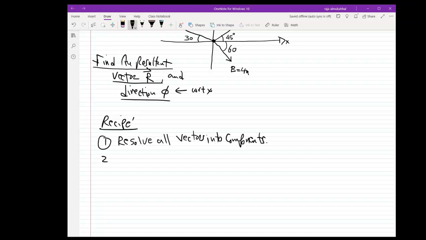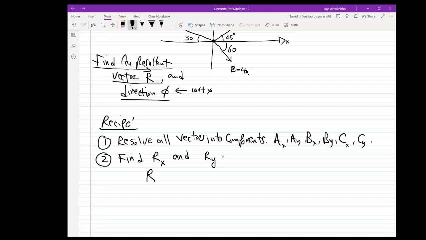Two. Find R sub X and R sub Y. Well, how do I find R sub X and R sub Y? Basically, let me go back to the first step. I'm sorry. So it says resolve all vectors into components. Basically, what that means is find A sub X, A sub Y, B sub X, B sub Y, C sub X, and C sub Y. These are the components, or the constituent vectors, of the three vectors that we are looking at above here. Got it?